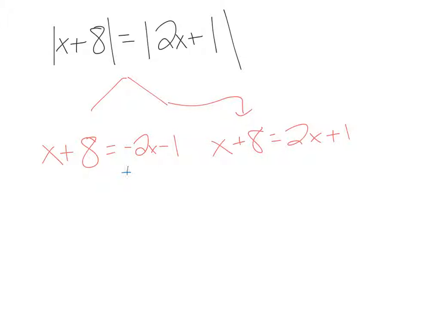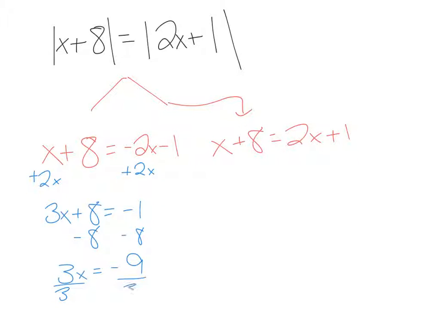I'll add 2x to both sides. And I'll get 3x plus 8 equals negative 1. I'll subtract the 8. I'll get 3x equals negative 9. I'll divide by 3. And one of my solutions is x equals negative 3.